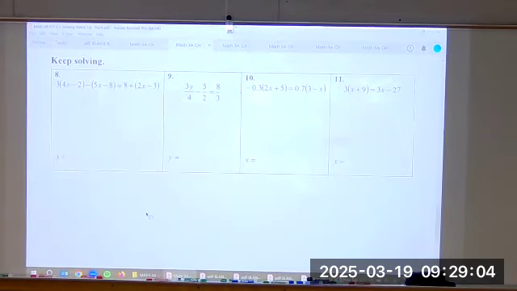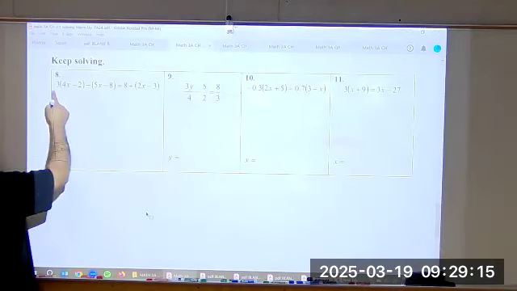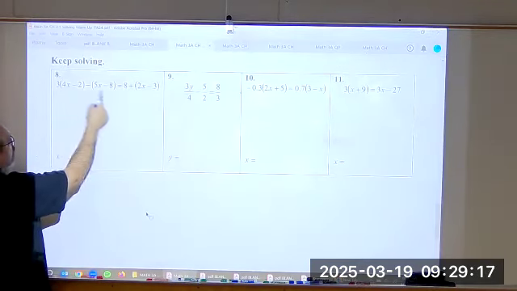Well, these are all like your 2.1 homework. Step 1, simplify both sides. So on this side, from left to right.